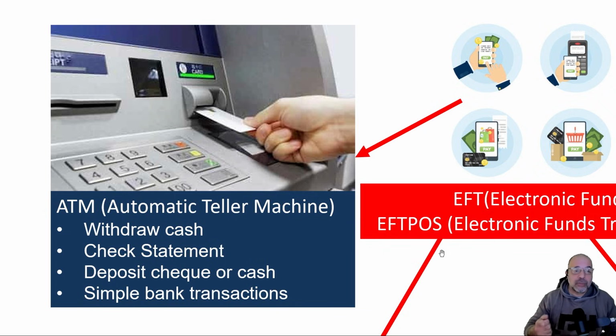The first thing you're going to do is insert your card, just like in the picture here. And this card is going to be your credit or debit card. You're going to insert that into the machine. It's then going to ask you to insert your PIN number, your personal identification number. If the PIN number is correct, then it will allow you access to services.